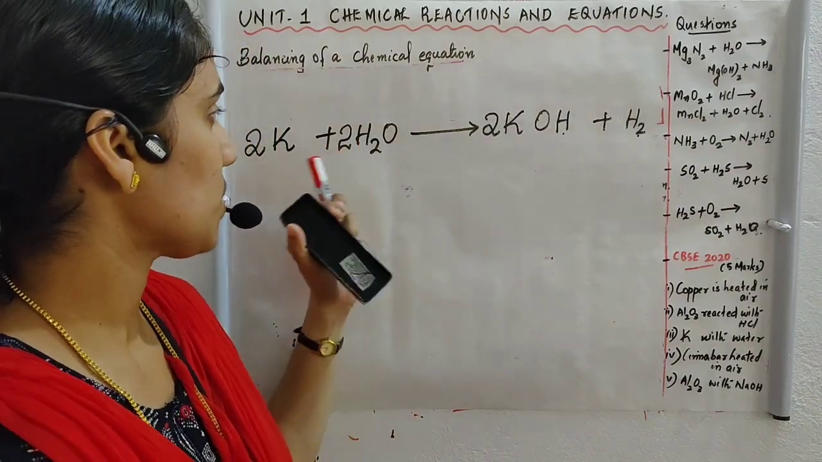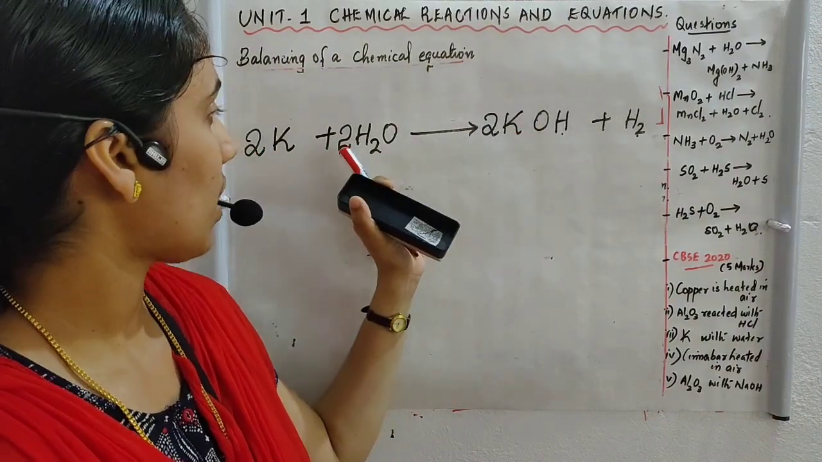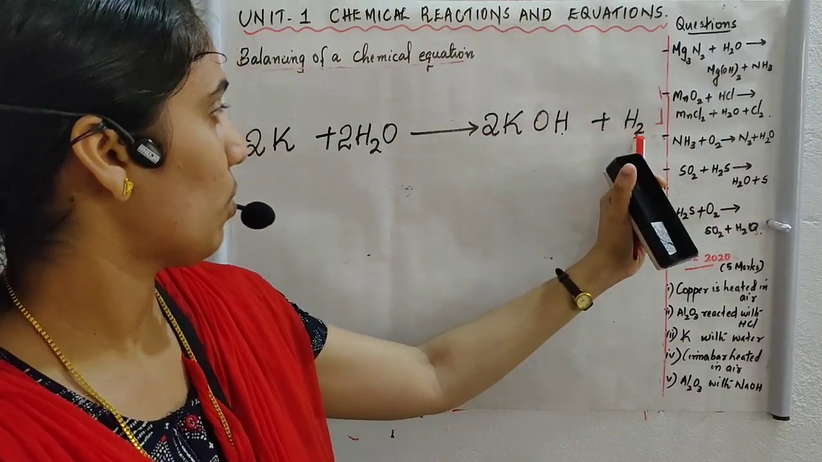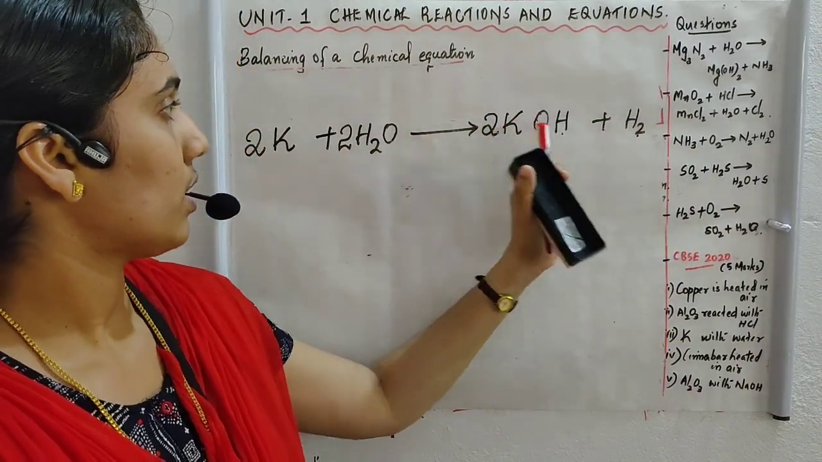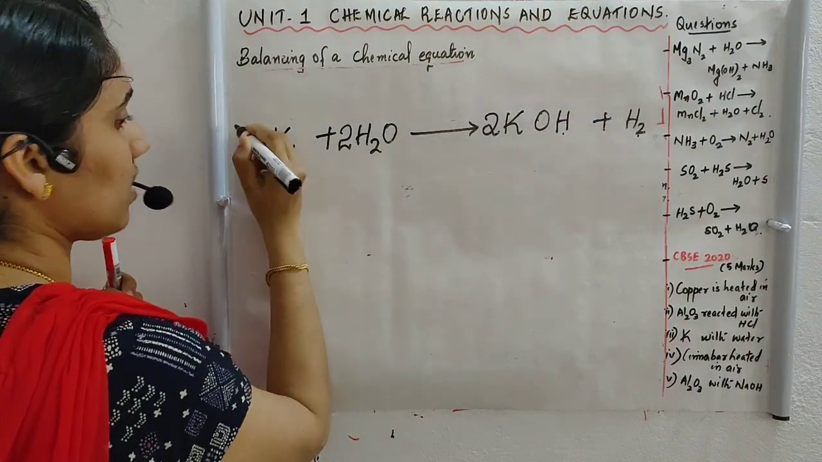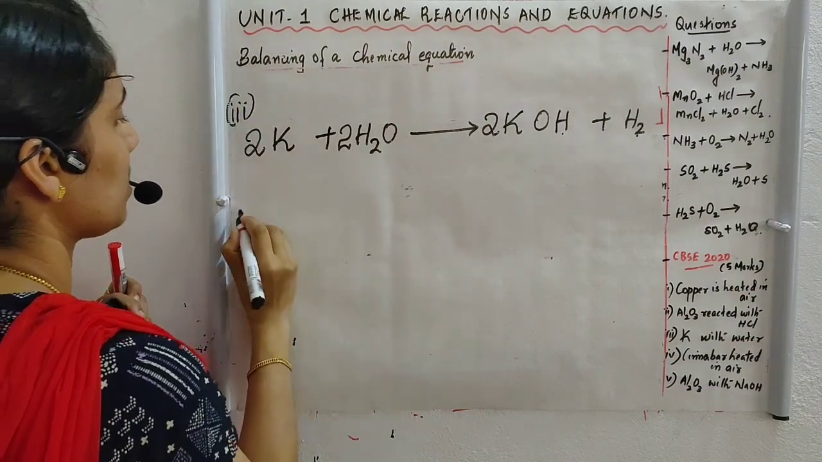2 potassium, so potassium 2 here, this side also 2. And hydrogen here it is 4, this side 2 plus 2, 4. Oxygen 2, and here also oxygen 2. Then next, this is the third question, sub question 3, a 5 mark essay question.